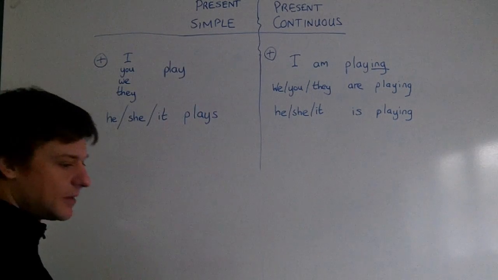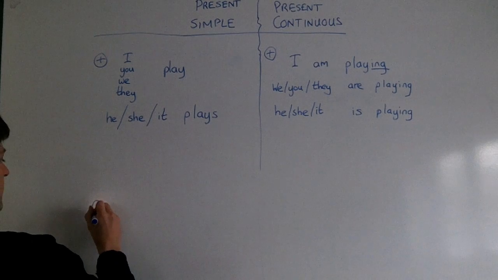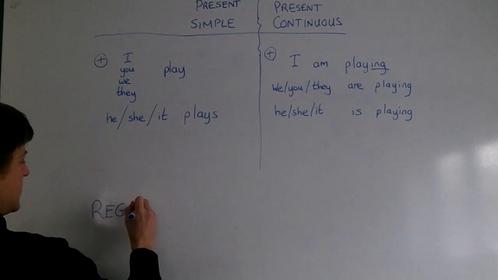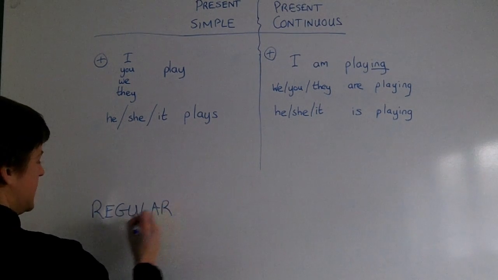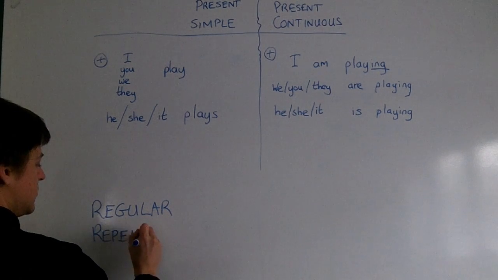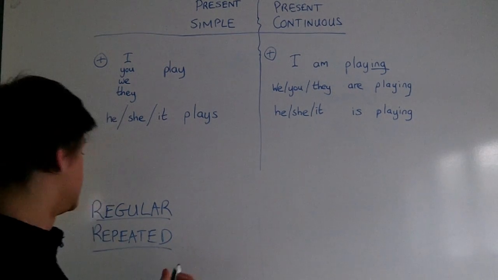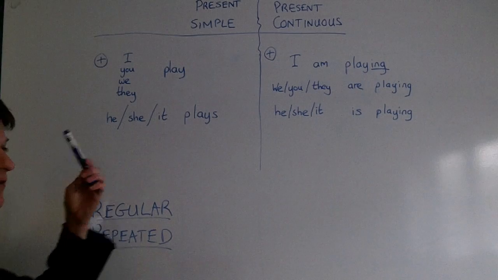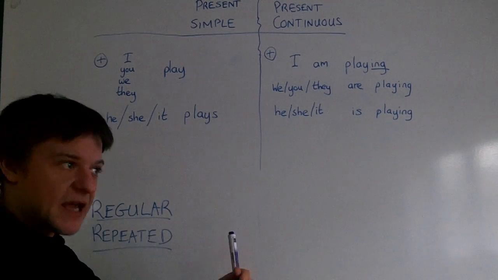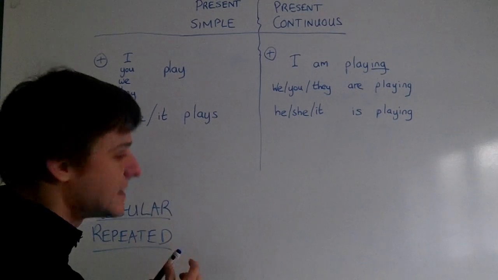Sometimes we use present simple, and we use present simple for regular, repeated actions. Check what those words mean in your language. Translate regular and repeated into your language. Present simple is any action which happens again and again and again, every week, every month, every year.